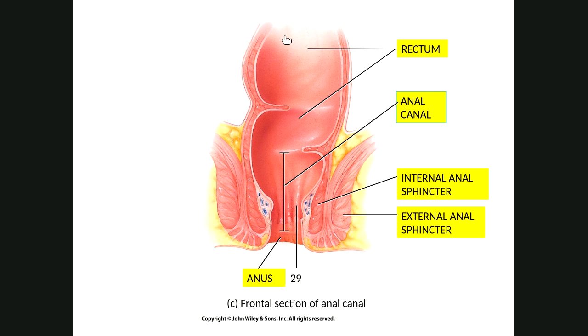So here is the rectum. Here's the anal canal. See, very short. Now let me show you the two sphincters. So the internal, right? Internal, and then the external, and together they work in unison.